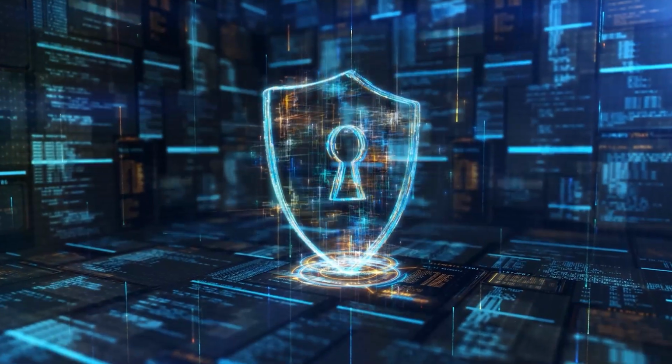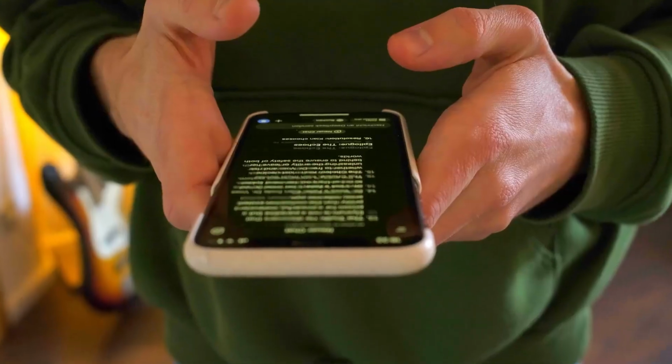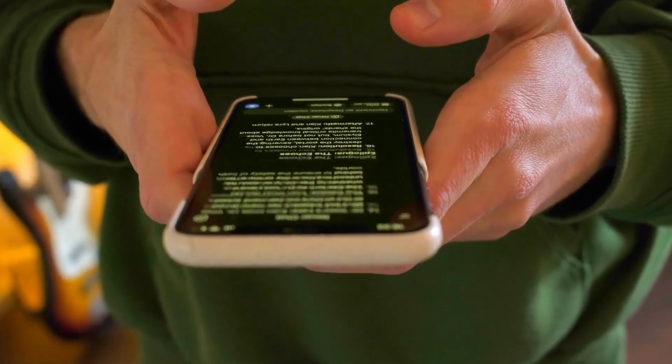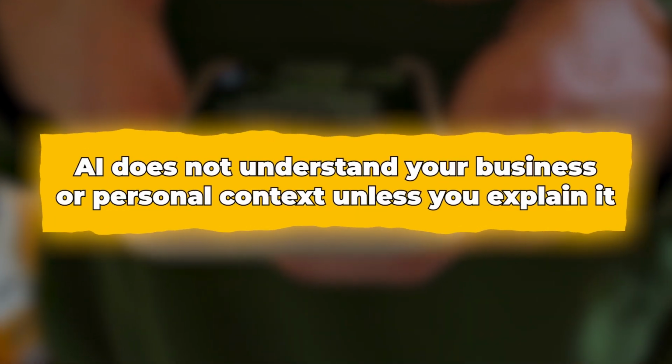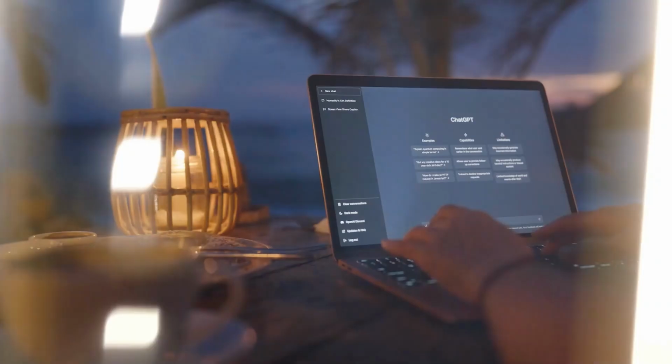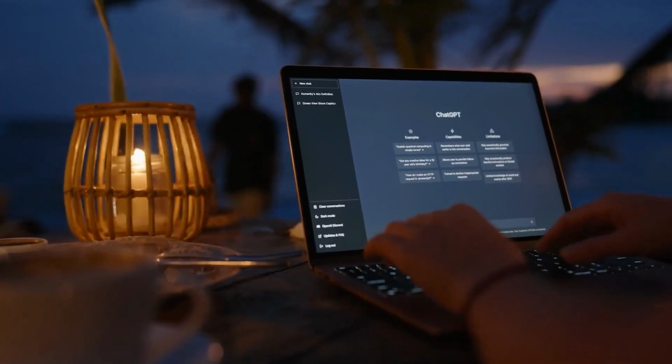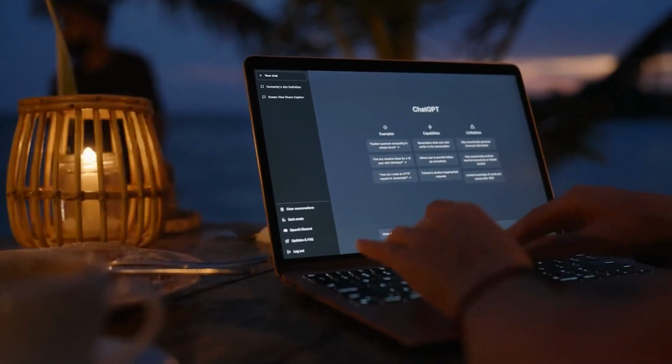Security and responsibility also matter. You should avoid sharing sensitive personal or confidential information with AI. Automation should make work easier, not risk privacy. Always treat AI as a tool, not a decision maker for critical matters.